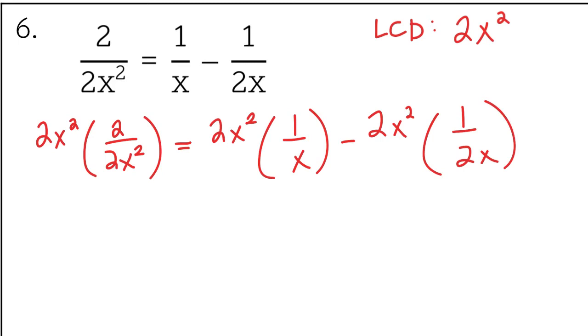Once I do my multiplying, things are going to cancel out and I won't have fractions anymore. So in that very first one, 2 cancels with 2, x squared cancels with x squared, and all I'm left with is that 2 on the top. So that first term is just 2 equals. Then let's look at the next one.